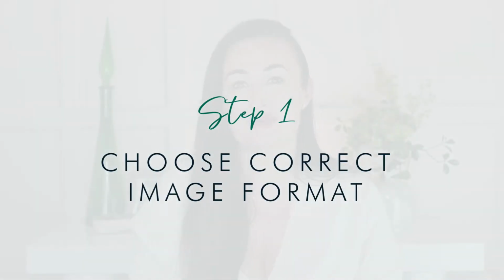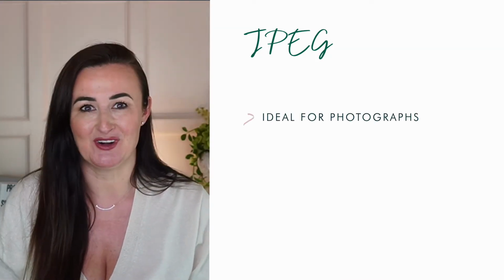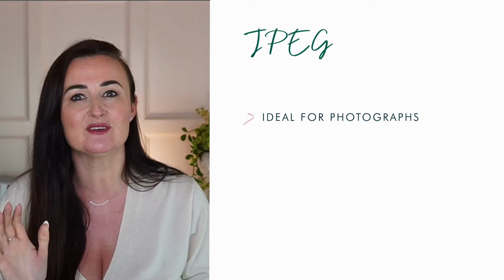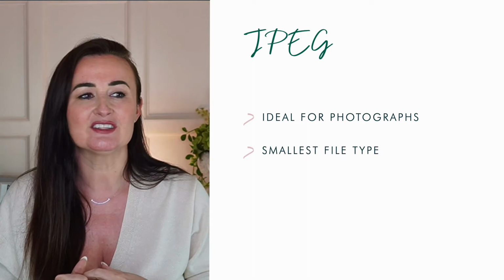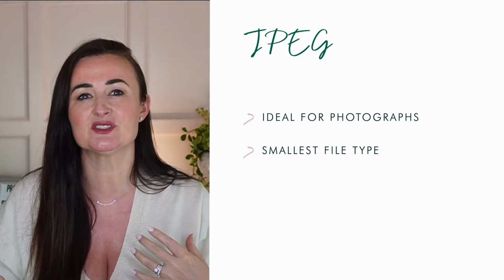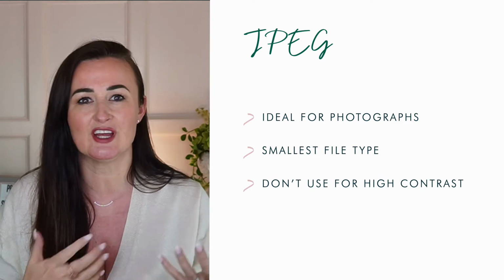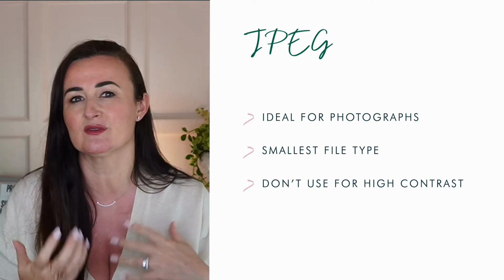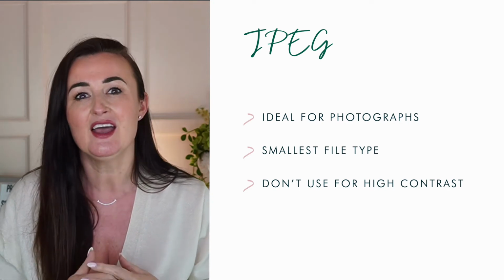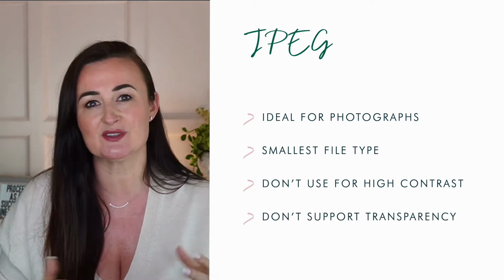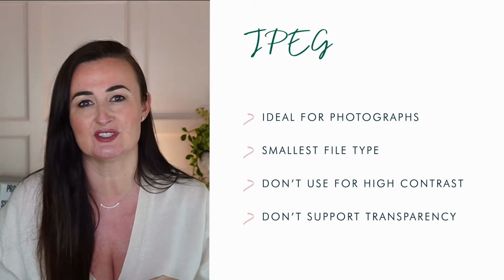So the first step to optimizing your images is to make sure that they are in the correct format. There are many different formats for images, but I'm just going to talk about the most used today. That is JPEG, PNG and GIF. JPEG is the ideal type for photographs, especially those without any text on them, just plain images. They are significantly smaller than the other file types, but they don't cope well with high contrast. For example, black text on white wouldn't be great for a JPEG. And they also don't support transparency. So if you want something to have a transparent background, then you can't use a JPEG.